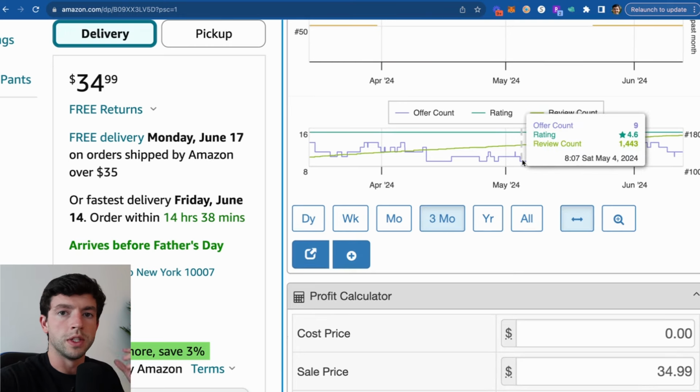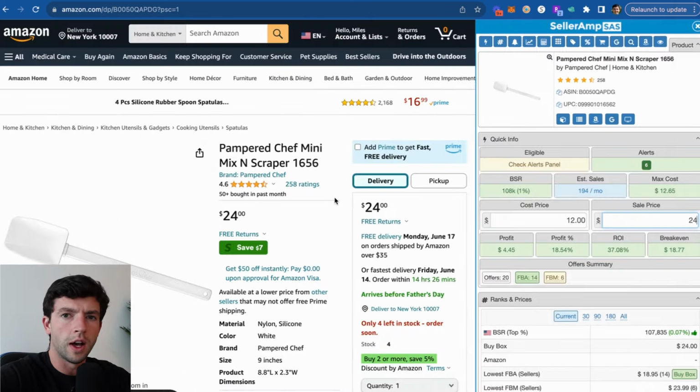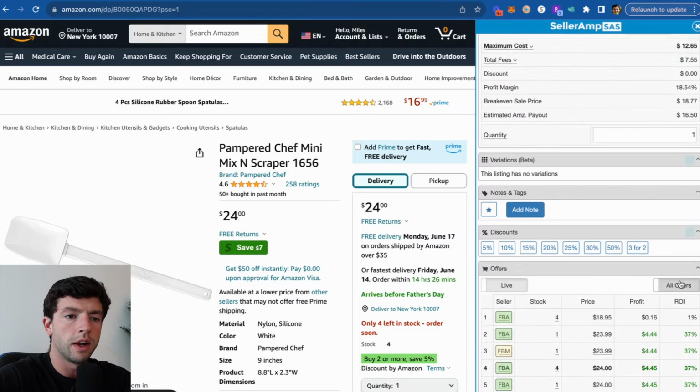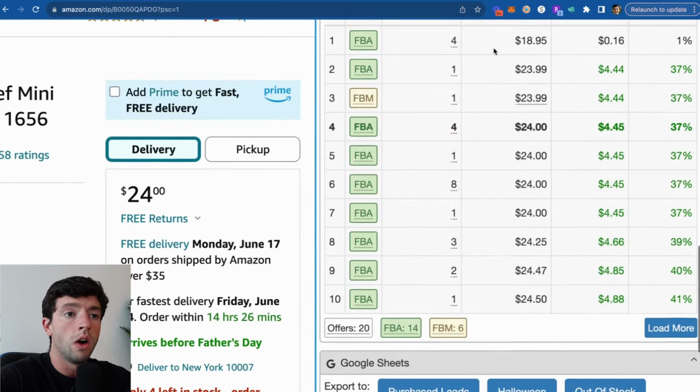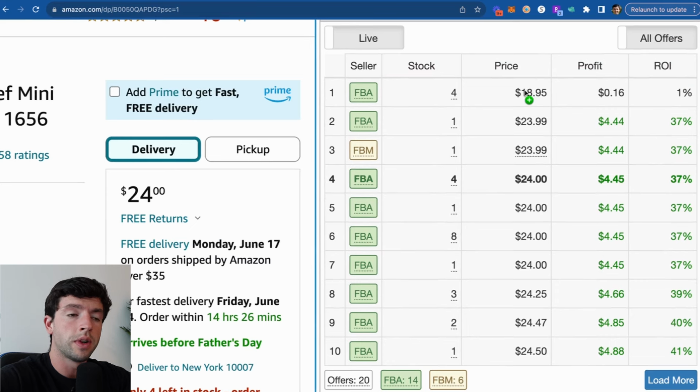That's a big mistake we see a lot of beginners make. Another super common mistake among beginner Amazon sellers is not looking at where the buy box is actually going and just matching the lowest price. So if we scroll down here on SellerAmp and take a look at the offers tab, we can see all the sellers who are at the lowest price right here.